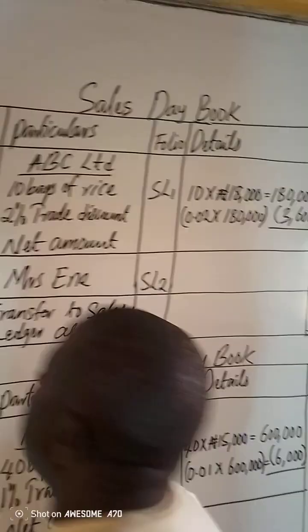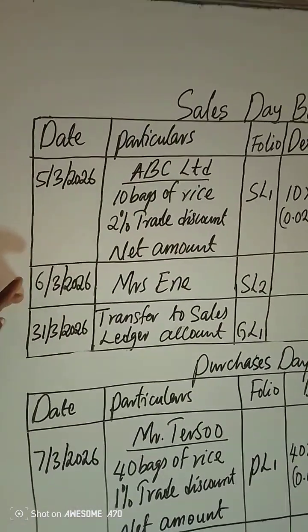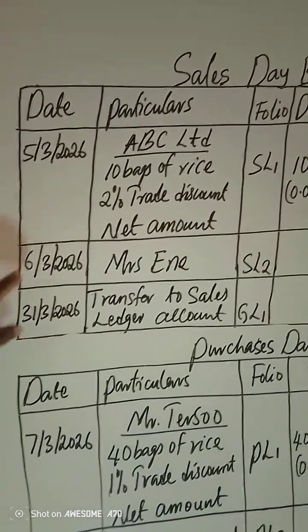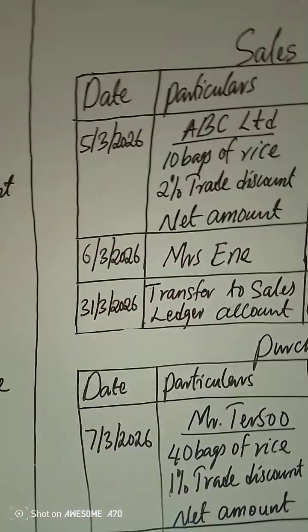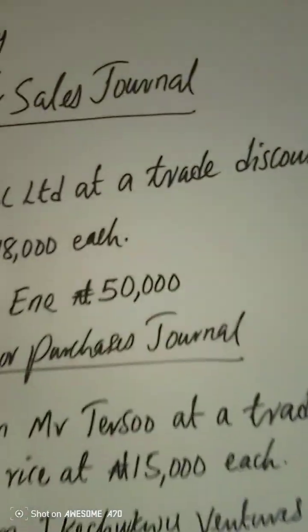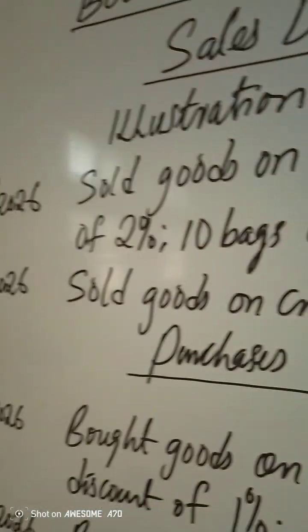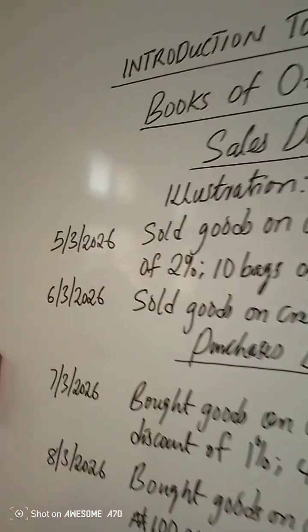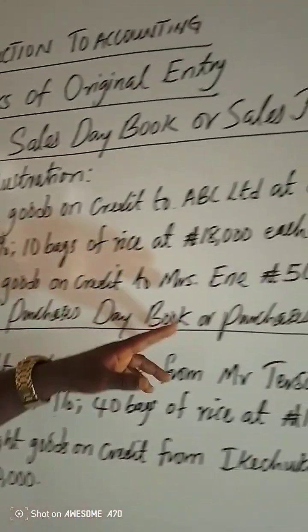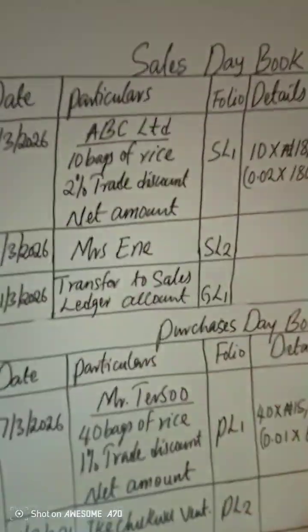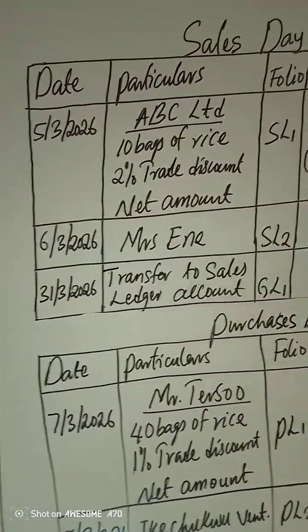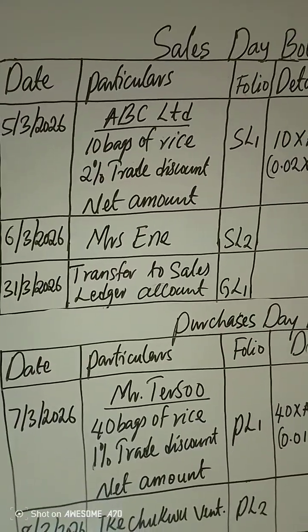Then the next one we have, on the 6th of March 2026, we sold goods on credit to Miss N. Here, there is no trade discount given. Goods sold on credit to Miss N, 50,000. You come and record it here. Here it is straightforward because there's no other detail. You just go straight forward and record it.